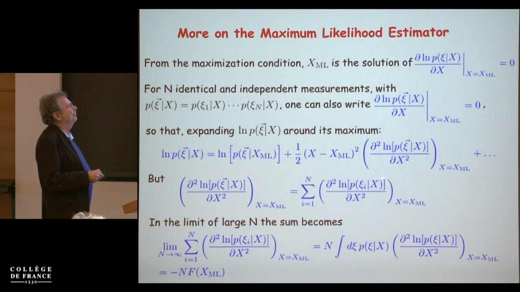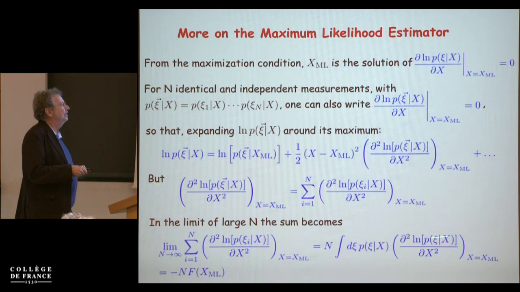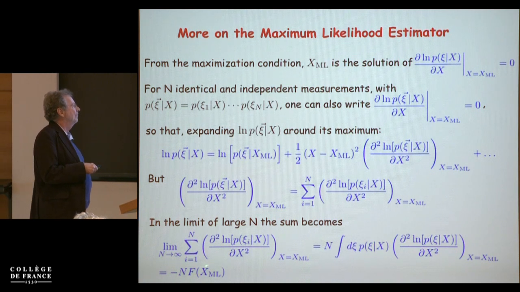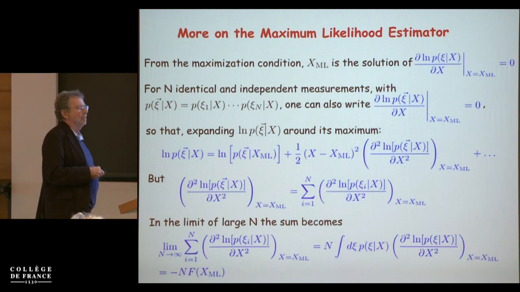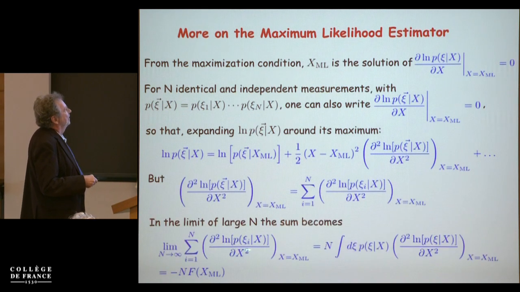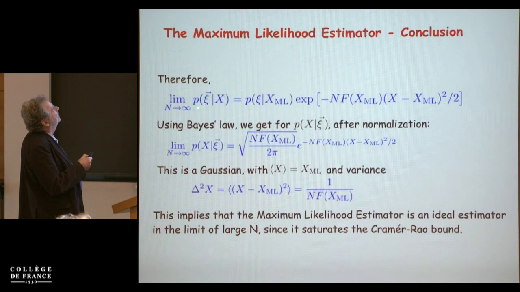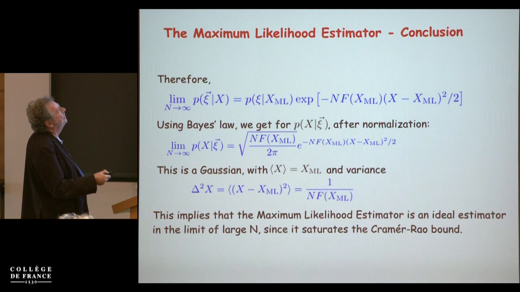And now, if n is very large, this sum can be written as an integral, in fact, as n times the average of this term here. So it's, if you want, the law of large numbers. So this limit now can be written like that, and this is equal to minus n f of x ml. So this is true for the logarithm, of course. So what you find then is that when n goes to infinity, p, which is just the exponential of the logarithm, is given by this expression here, which is a Gaussian, by the way.